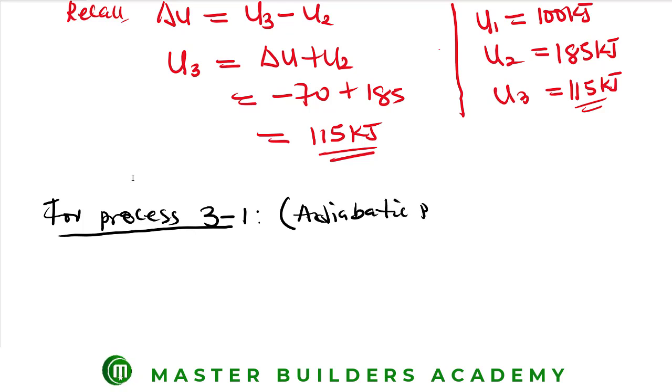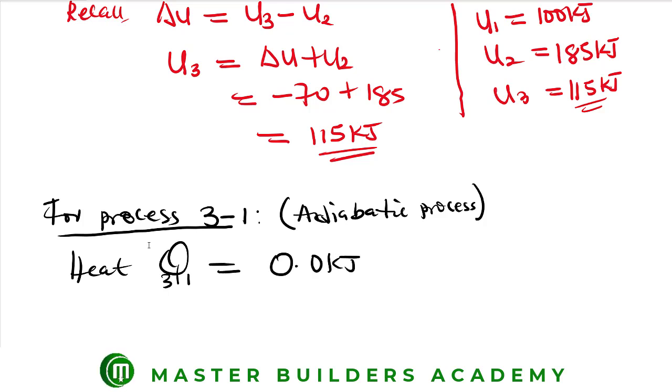Adiabatic process. So now for this adiabatic process, for any adiabatic process at all, heat is neither supplied nor rejected. So it shows that heat is equal to 0. Don't forget this, for any adiabatic process, no heat supply, no heat rejected, no heat is accepted. So it shows that heat here, which is Q from 3 to 1, is equal to 0.